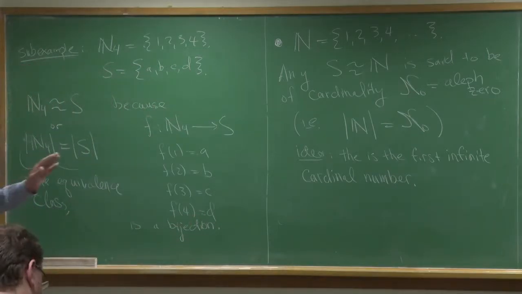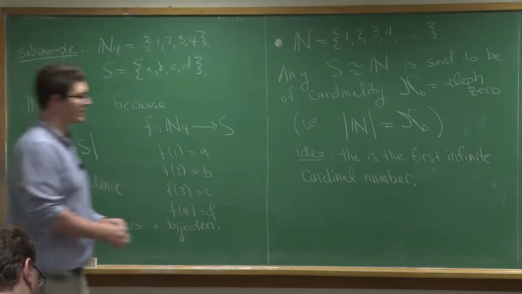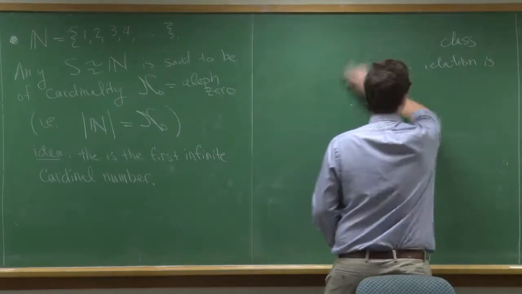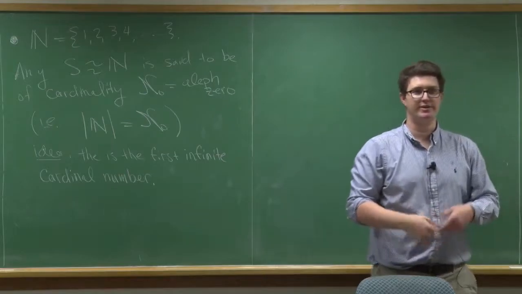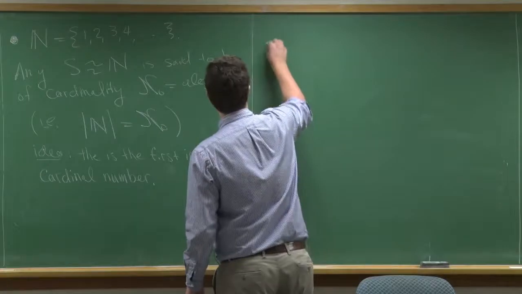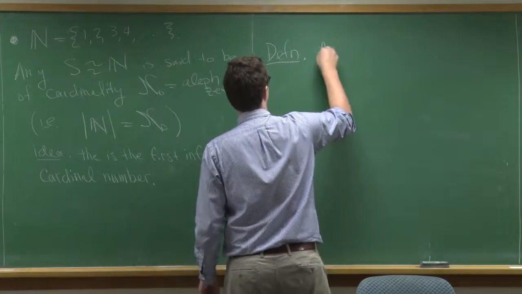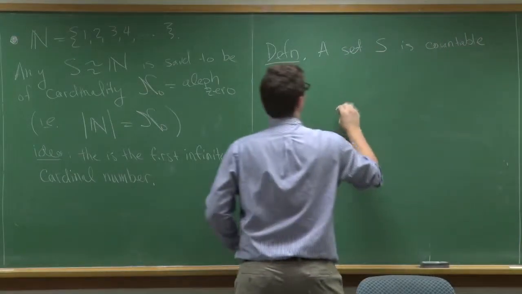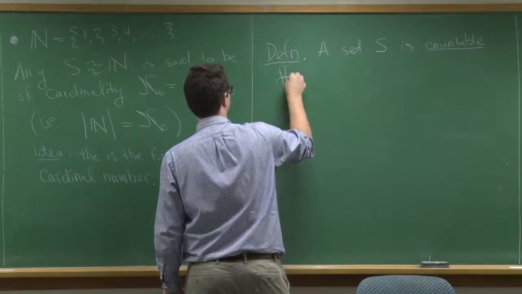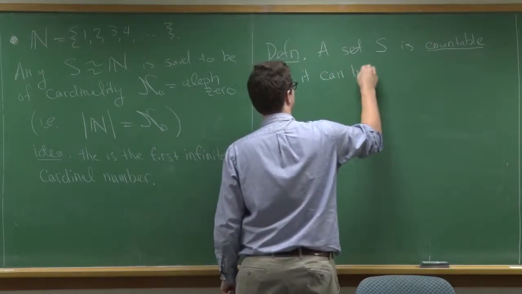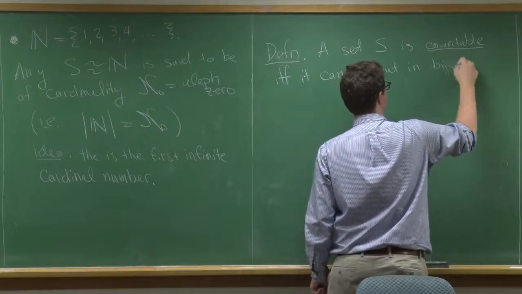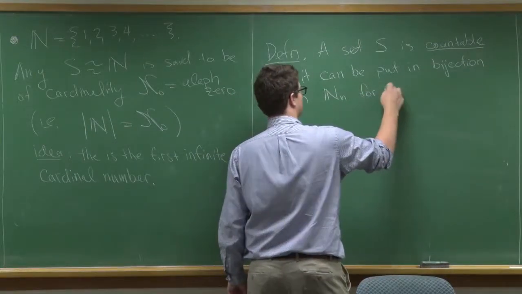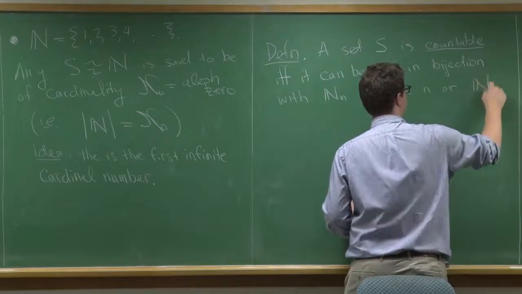Okay, I'm going to give two definitions, and then I'm going to give some examples of this. So we have 1, 2, 3, 4, whatever, and then we have this new cardinal number, which is the cardinality of the natural numbers. Okay? So, definition. A set S is countable if and only if, this is the definition, it can be put in bijection with n sub n for some n, or the natural numbers.